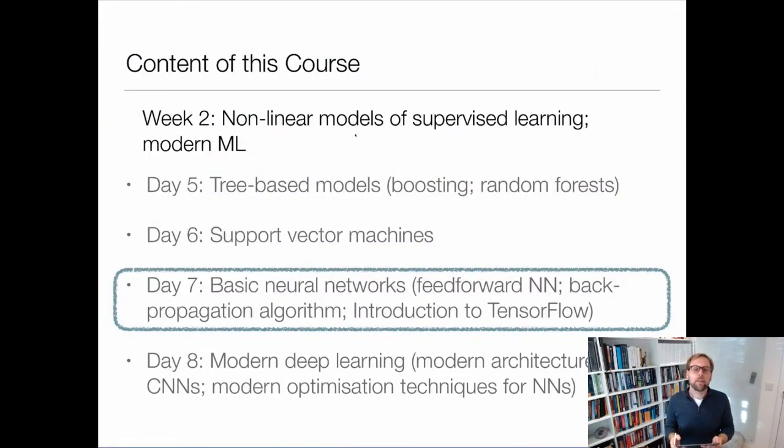So today and tomorrow will be all about neural networks. We'll be covering some more basic ideas behind neural networks today, which will be feed-forward neural networks, back-propagation, and some basic introduction to TensorFlow. And then tomorrow we'll be talking a bit more about more modern techniques from deep learning, such as CNNs and LSTMs, and different types of optimizers, such as, for example, the Adam optimizer, which you might have heard about already.